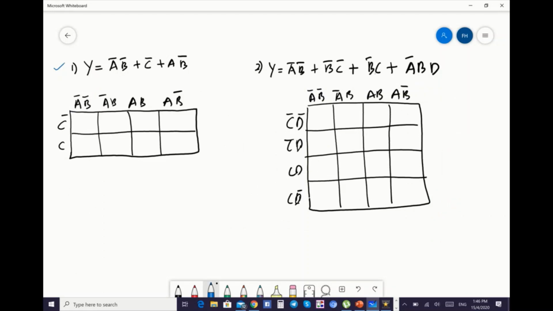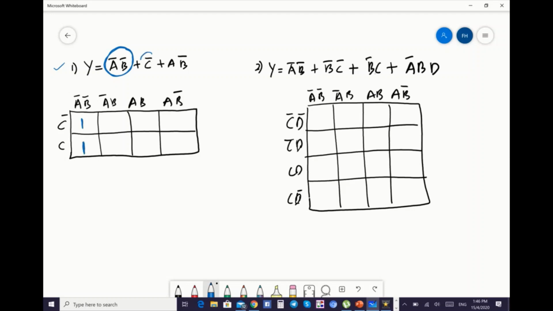So first you need to map the values. You need to find the cell for A bar and B bar. So you need to find all cells that represent these variables. So this cell has A bar and B bar. This cell also has A bar and B bar.